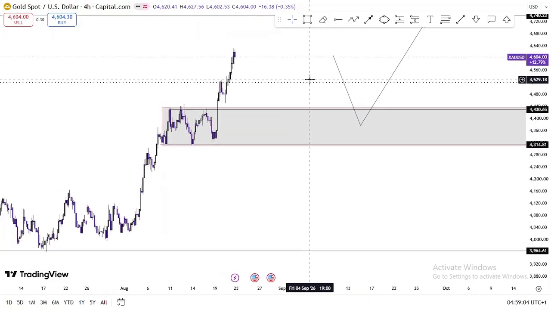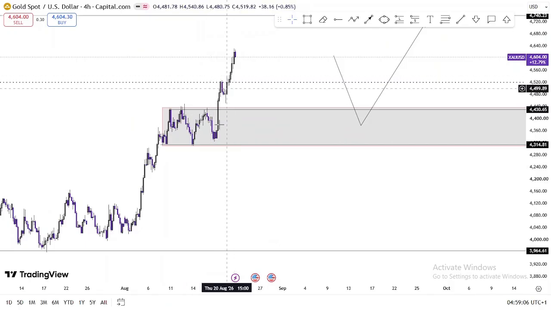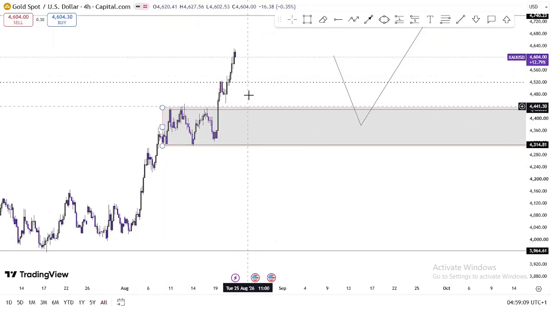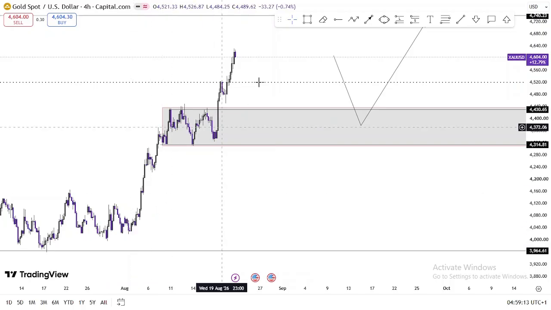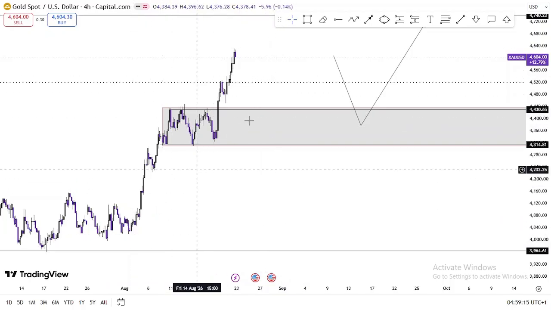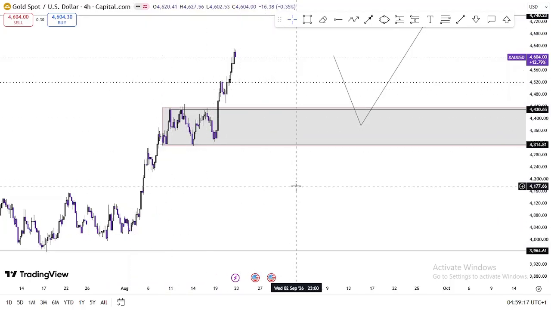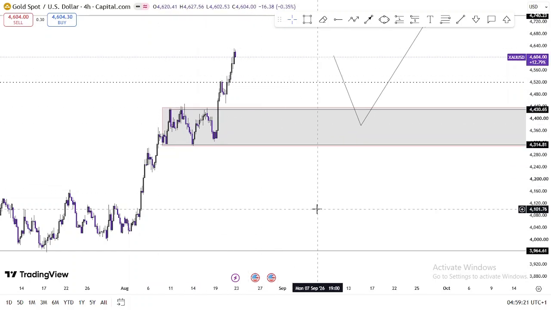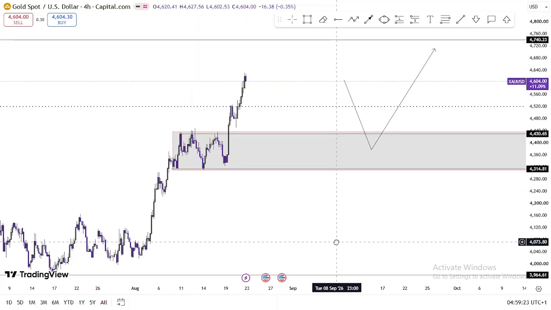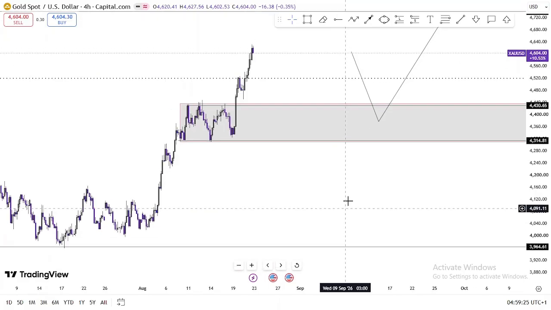And then going into next week, we will be dropping down to the 15 minutes to look for SDs within the 15 minute time frame in line with this overall trend, and then seek entries again in line with the overall bullish trend. So yeah, that is what I am looking for on gold.